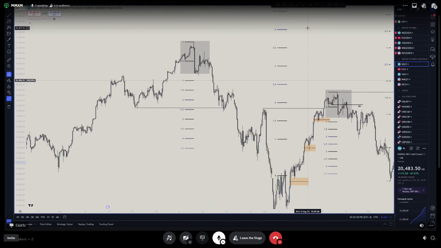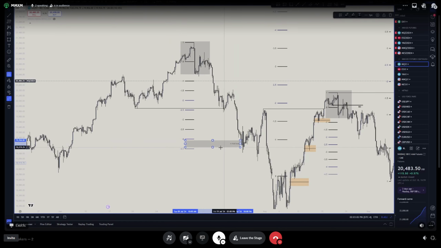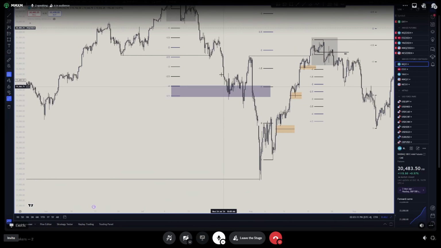And then we came down to the 4. What happened at the 4? This 4 area, we did have a little bit of a consolidation and then a Judas swing up. So at your 4 standard deviations, you could have your Judas swing, right? Boom, Judas swing, and then you continue down.